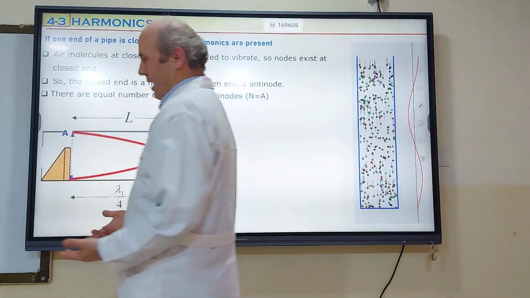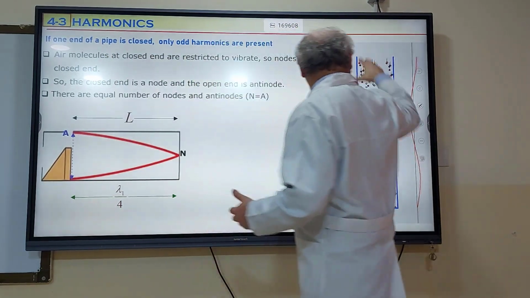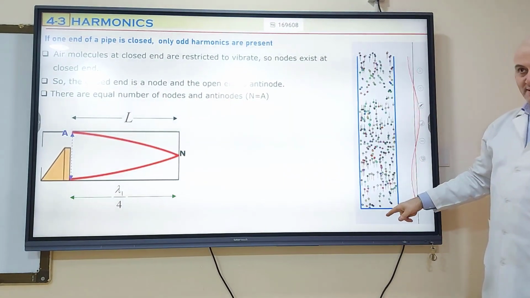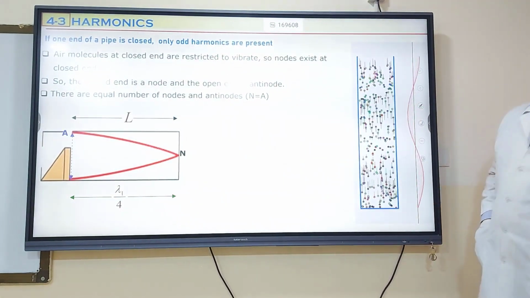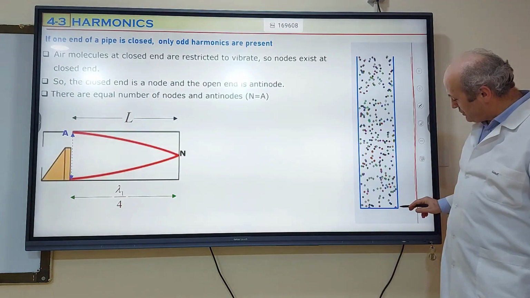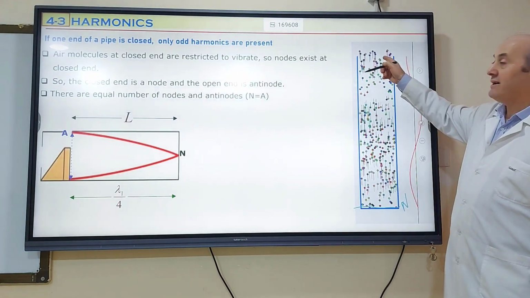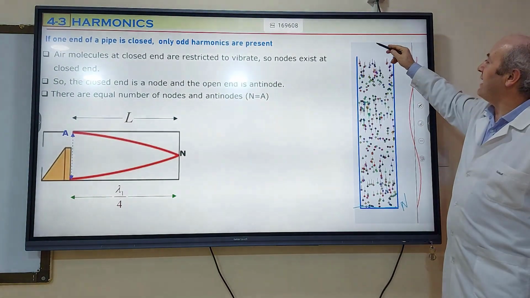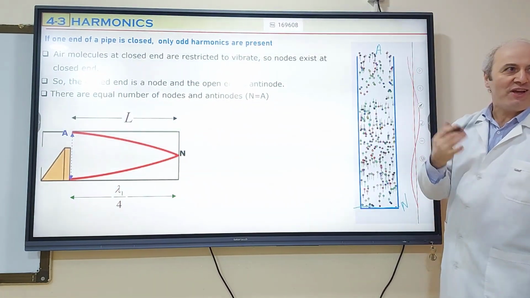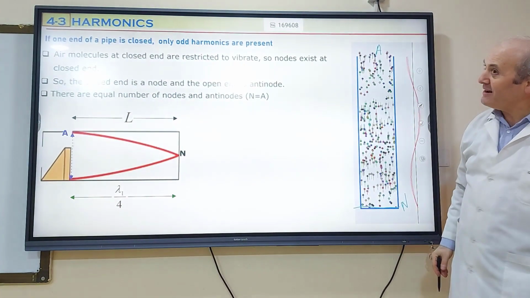But why is that? What happens? This is the simulation. As you see, one end is open, but the other end is closed, like when I close it with my hand. If it is closed, of course, the particles there have no space to vibrate. The particles at the closed end are not vibrating; it is a node. But the particles at the open end are vibrating; it's an antinode. In a pipe closed at one end, antinodes and nodes share the ends. One end is an antinode, the other is a node.